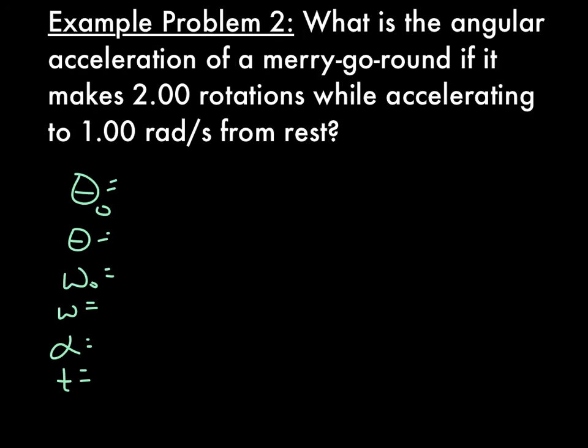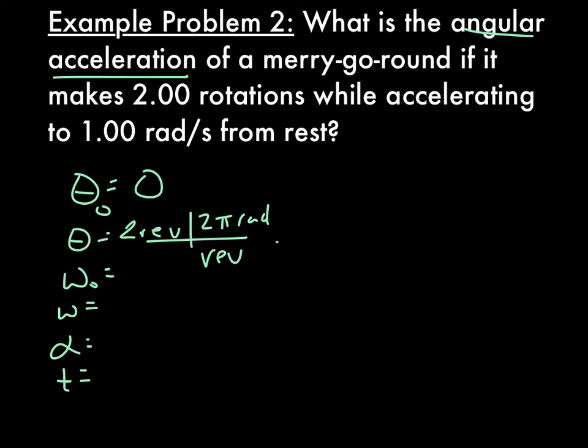So if we look at this problem, we're finding the angular acceleration of a merry-go-round. So it makes 2 rotations while accelerating, so that would be theta initial starting at 0, and this would be 2 rotations, so 2 revolutions, and you know that each revolution is 2 pi radians per revolution, so this is equal to 4 pi. Omega naught, you start at rest with 0, you go to 1.00 radians per second. You're trying to find acceleration and you don't know time. So which equation do we use?